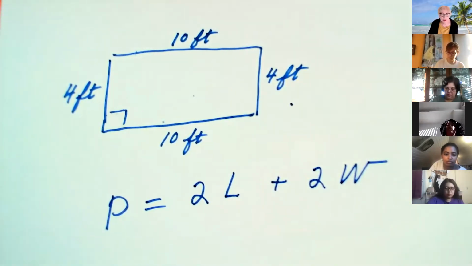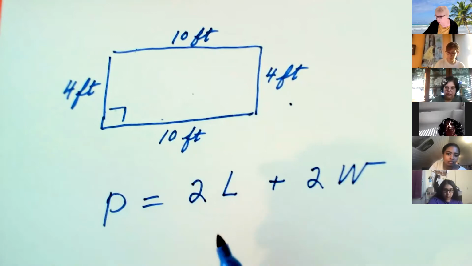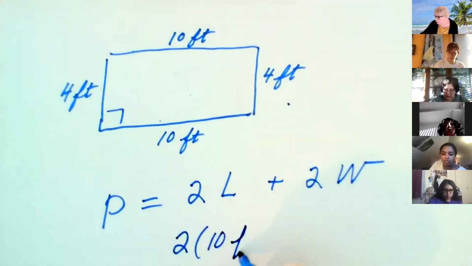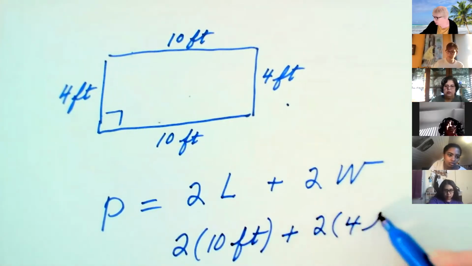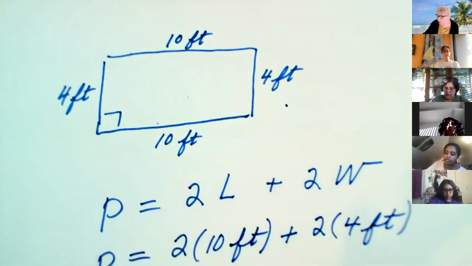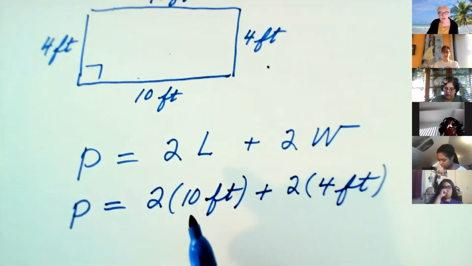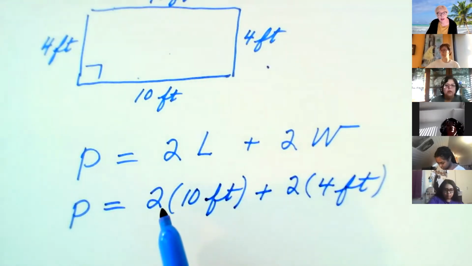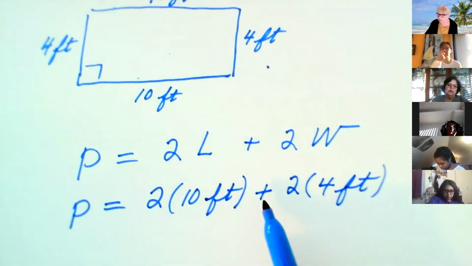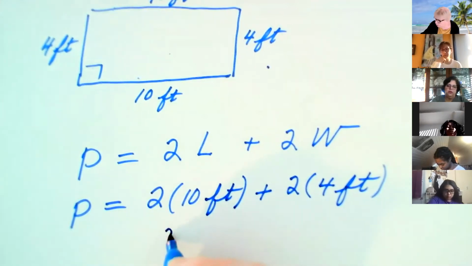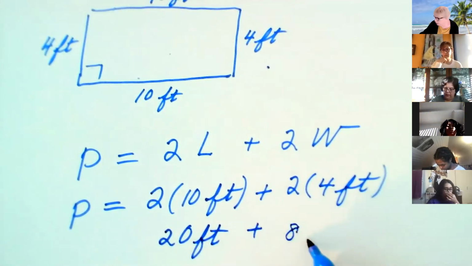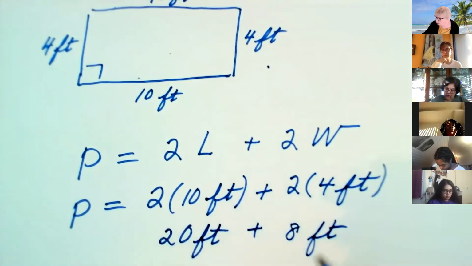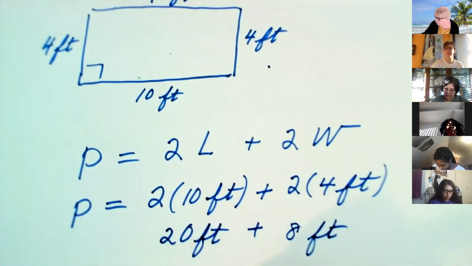Now, again, do you need this formula? No, but the formula basically describes what's in the picture. There's 2 of these ones that are 10 feet, and there's 2 of these sides that are 4 feet. Okay? And so order of operation takes effect here. You multiply before you add. So 2 times 10 feet would be 20 feet. And 2 times 4 feet would be 8 feet. And so finally the perimeter is 28 feet.